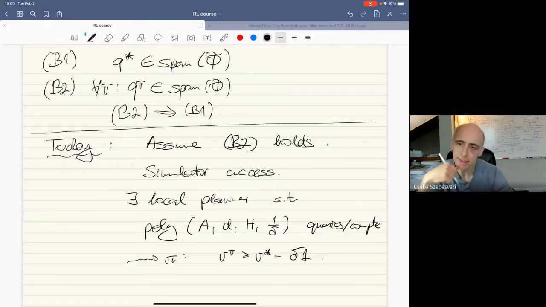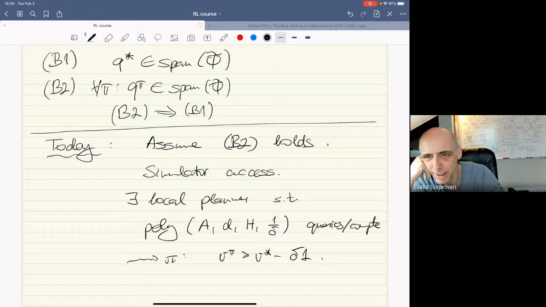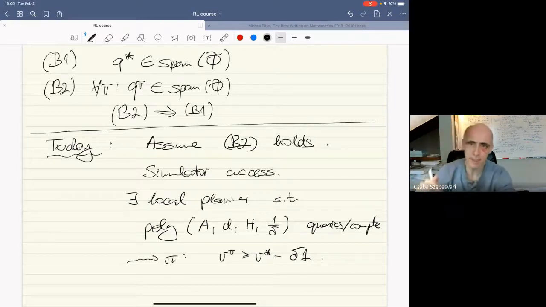So what do you think the answer is? That's a clear question, but you can just wildly guess. It's okay. I guess my next question is going to be why, anyways. So you would, okay, you need to design this local planner. How would you start? Like, so we have this B2 assumption, right?